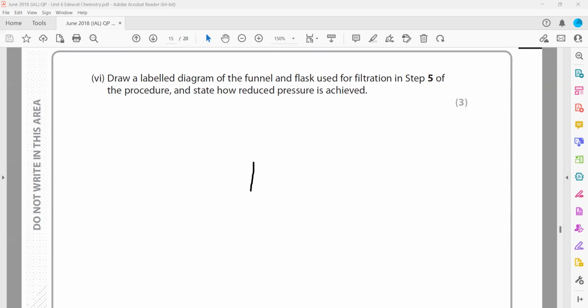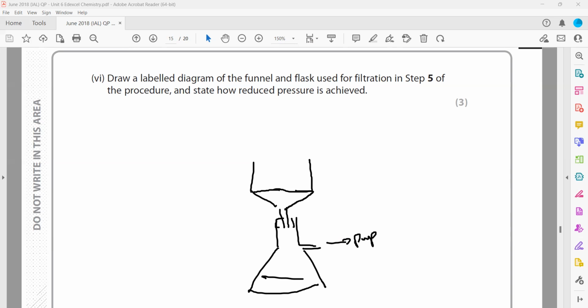So to draw the Buchner funnel, we have a filter paper placed here. And this is inside a conical flask with a side arm, and that is connected to a pump. When we reduce the pressure, the atmospheric pressure will be higher, so it will force the liquid to flow through the filter paper. Otherwise, filtration is a slow process. So this increases the rate of filtration and produces a dry solid.